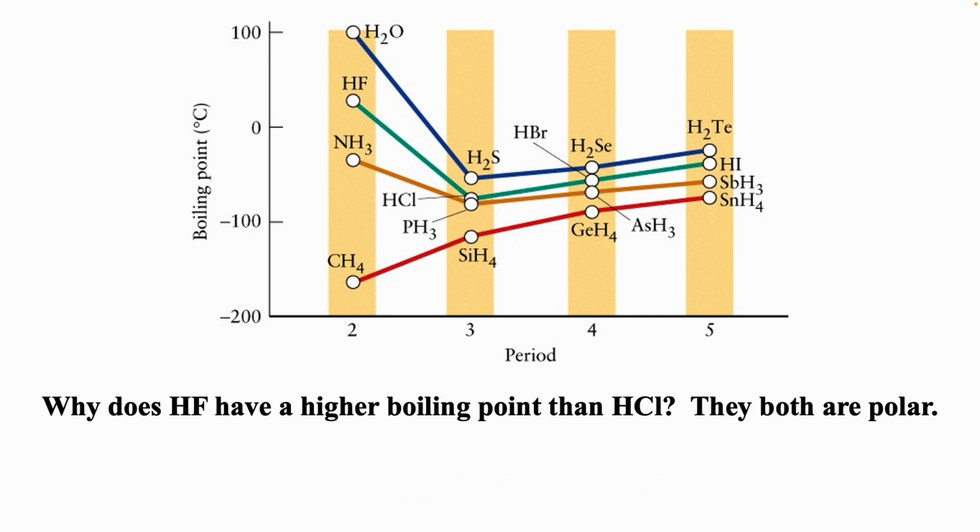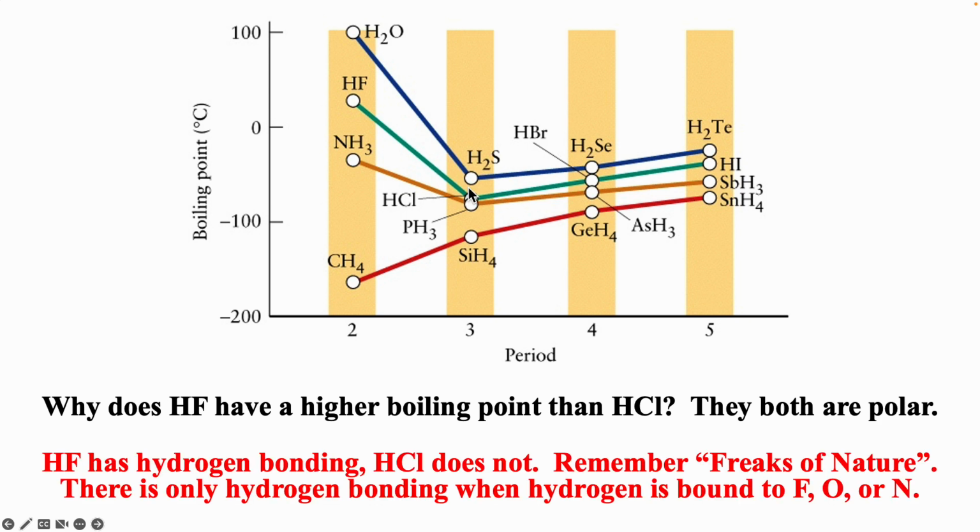We could also ask, why does HF have a higher boiling point than HCl? HF is here, and HCl is right there. Well, again, HF has hydrogen bonding, HCl does not. Now, chlorine is more electronegative than nitrogen, but it's also bigger. And so, hydrogen has to be bound to fluorine, oxygen, and nitrogen, freaks of nature, because these are three of the most electronegative elements.